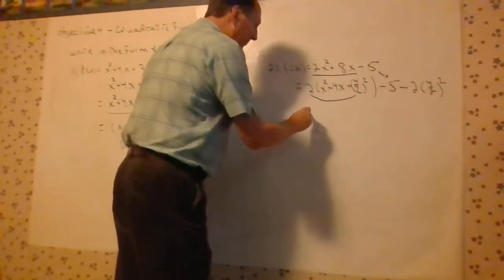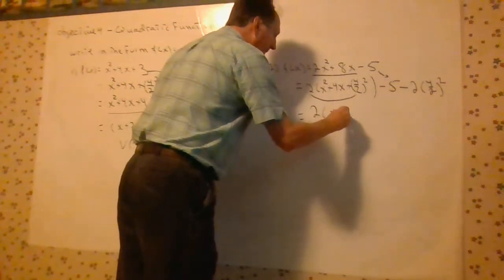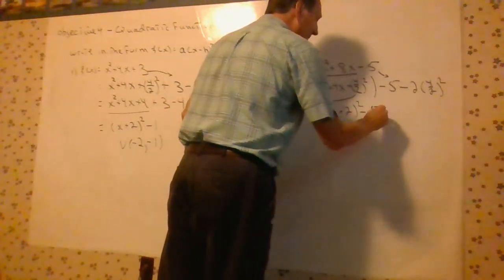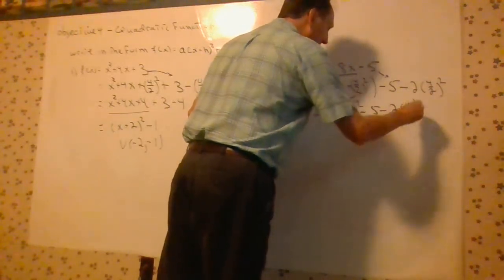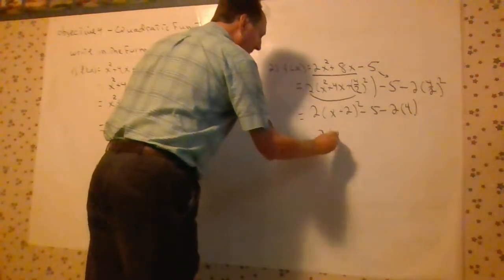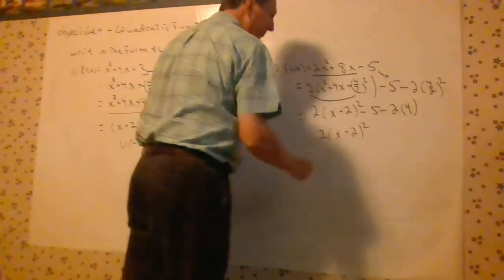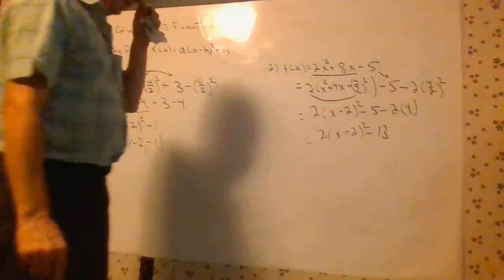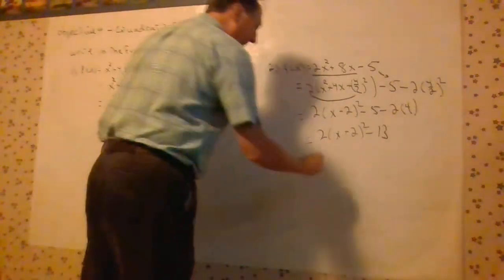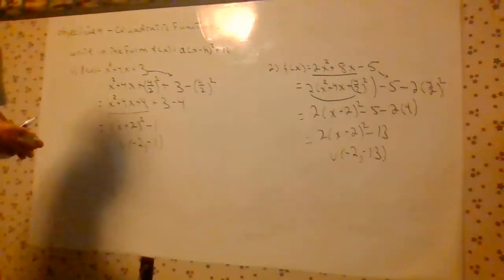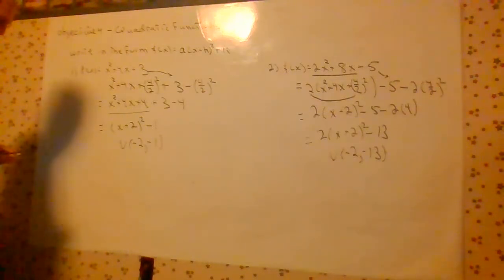This is equal to 2 times x plus 2 squared minus 5 minus 2 times 4. 4 over 2 squared is 4. And that's equal to 2 times x plus 2 squared, minus 8 minus 5, minus 13. You can add and subtract however many steps you want. The vertex is negative 2, negative 13 in that case.